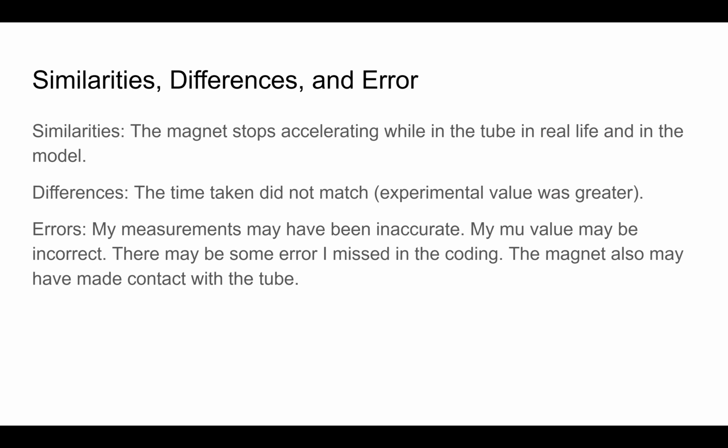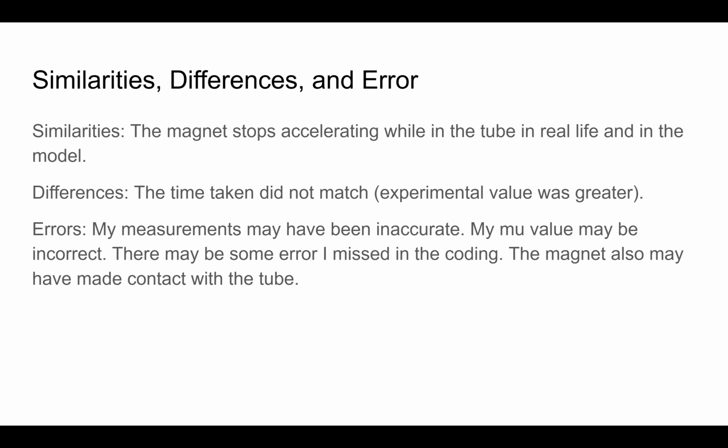So, similarities, differences, and error. For similarities, the magnet stops accelerating while in the tube, in real life and in the model. The difference is the time taken did not match. So the experimental value was a lot bigger. I think it was about 13.